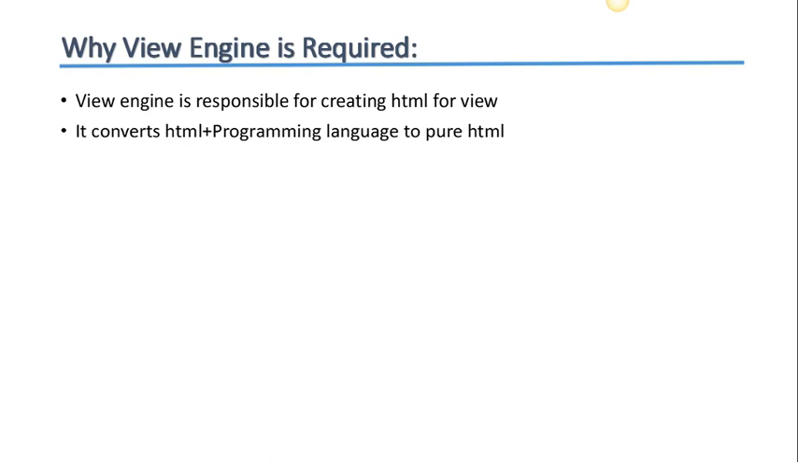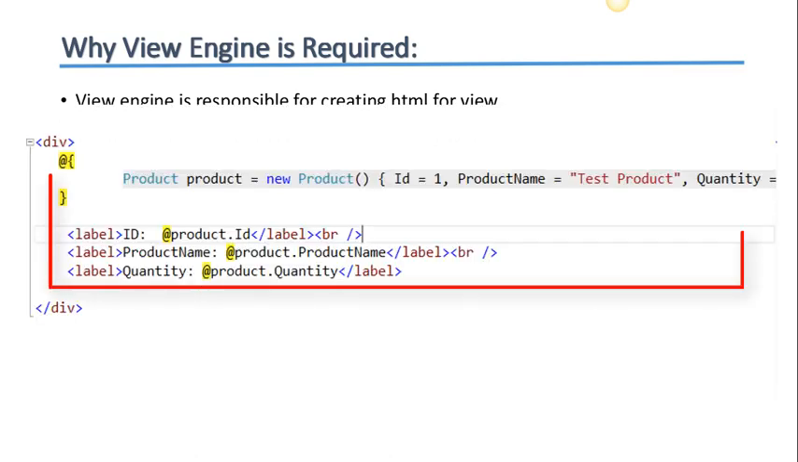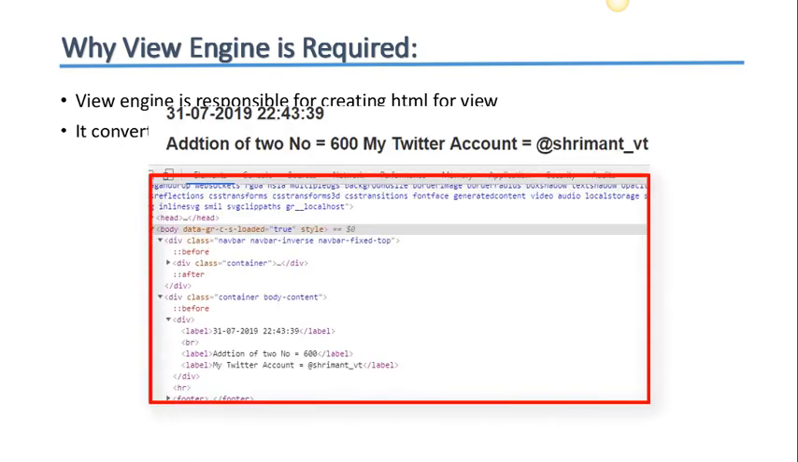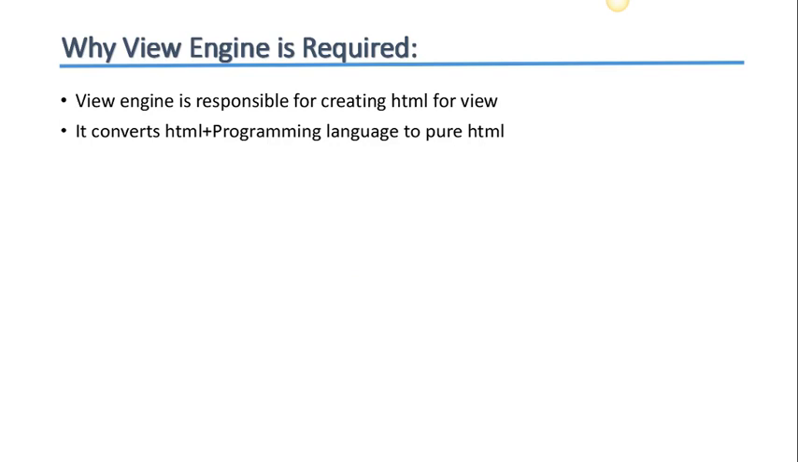For example, if you write any C# code or VB code inside the view, then the C# or VB code is converted into pure HTML once the view is rendered to the browser. To convert the C# code to pure HTML, we require the View Engine.